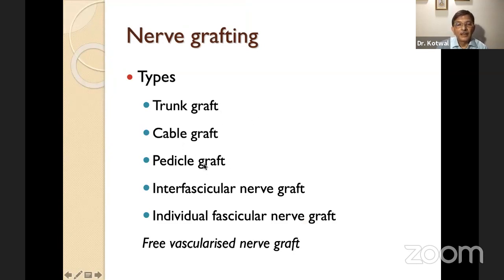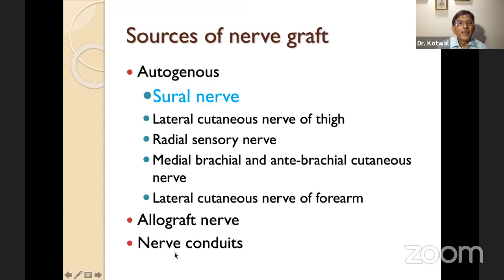Trunk graft, cable graft, pedicle graft, interfascicular nerve graft. I showed you an example picture of that, and individual fascicular nerve graft. And there people also use a vascularized or non-vascularized nerve graft as well. Where do you take the nerve from? The sural nerve is the commonest site where you harvest the nerve for grafting. You get a very long segment of nerve. Otherwise, these are the other sites from where you can harvest the nerve. People also use allograft for grafting it, and then the nerve conduits are also used selectively in certain cases.